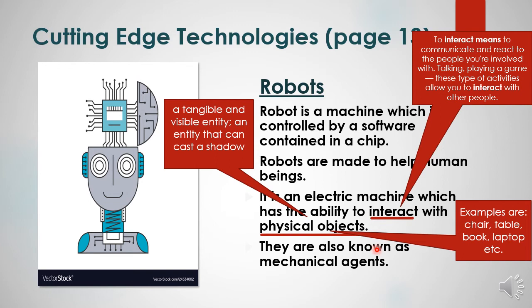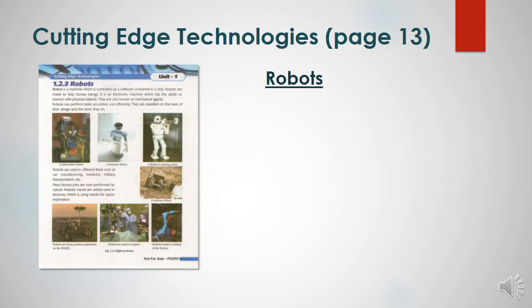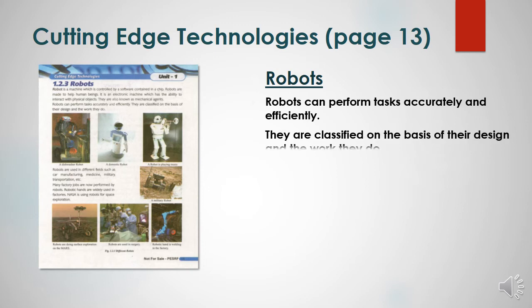Robots are also known as mechanical agents. Robots can perform tasks accurately and efficiently. As we know, robots are computers. So like computers, they perform their tasks very accurately and efficiently. They are classified on the basis of their design and the work they do.